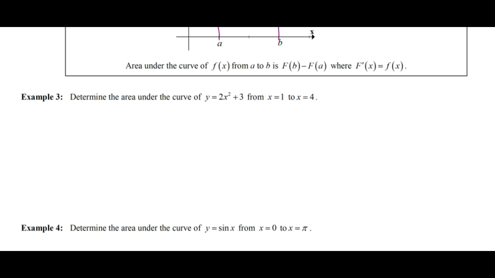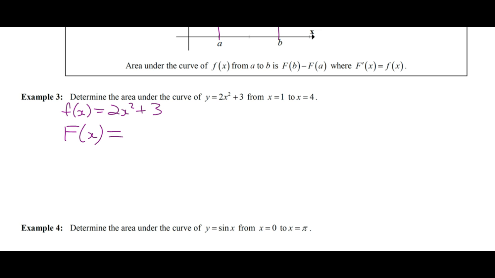All right, so let's do a couple of those. Determine the area under the curve of y equals 2x squared plus 3 from x equals 1 to x equals 4. So our first thing to do is say, okay, I've got the function f of x. I need the function capital F of x, which is the function whose derivative is 2x squared plus 3.